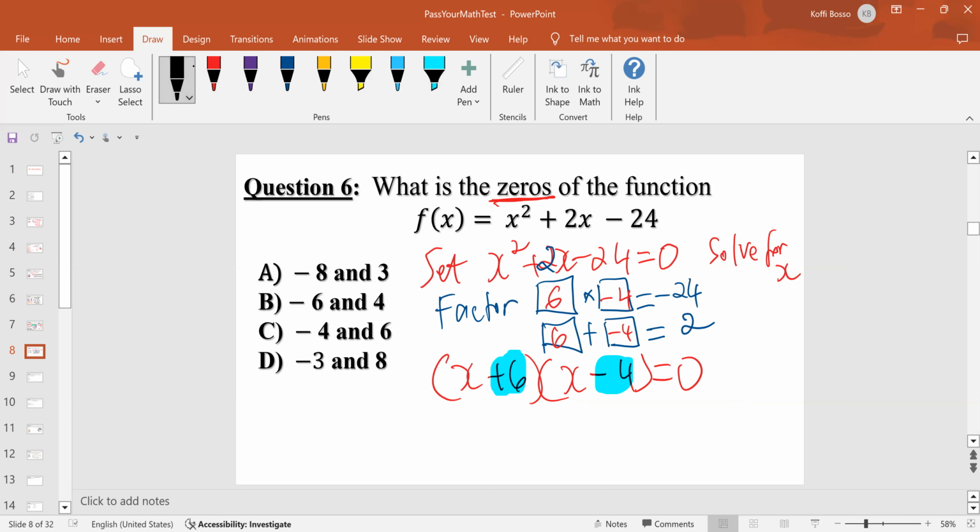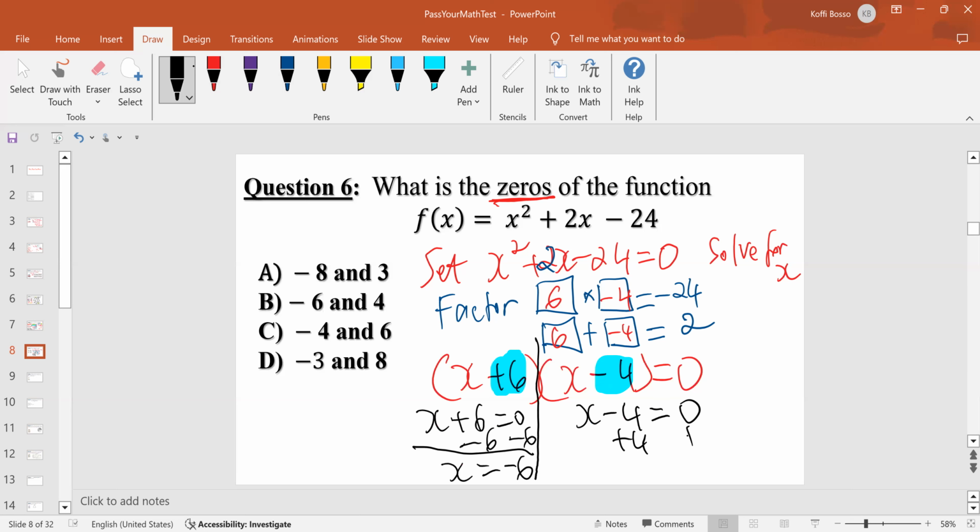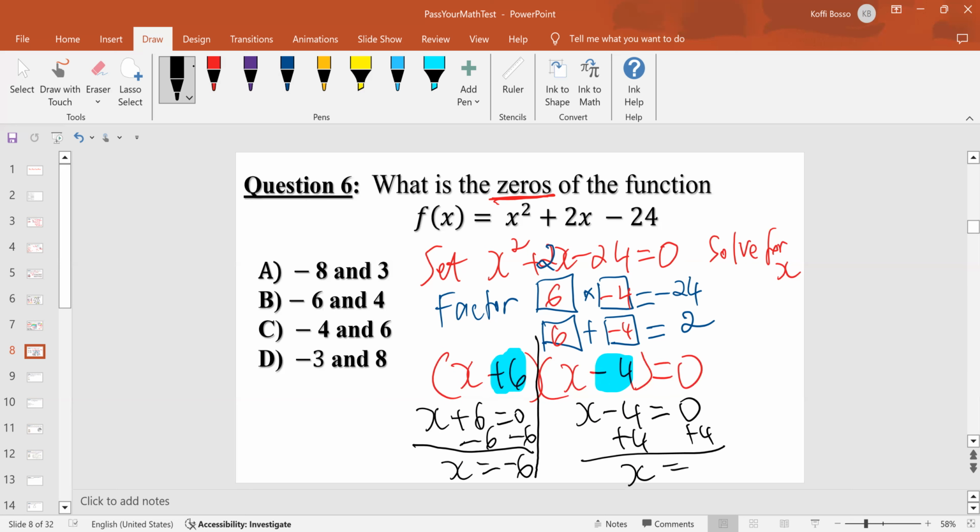Now what we're going to do, we're going to split this in two parts. We take each part, we set it equal to 0. This one also is equal to 0. Now we're going to solve for x, which is to subtract 6. We have x equals -6. You add the 4, you get x equals 4. So therefore, the correct choice here is what? B. So this is telling you that if you replace x by -6 or you replace x by 4, you're going to get 0 when you do the calculation in the function.